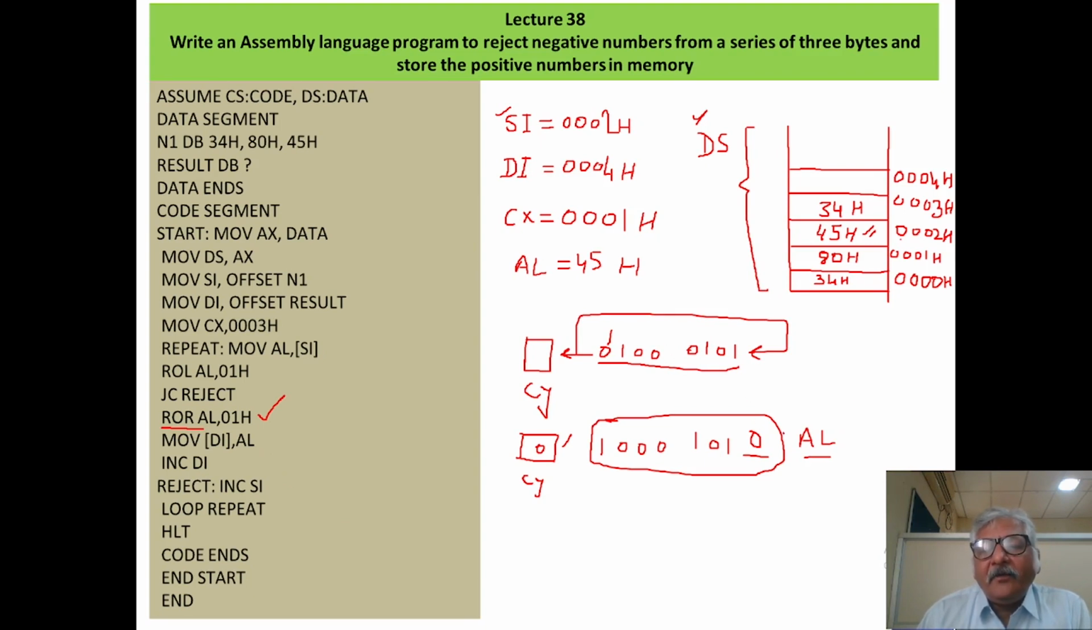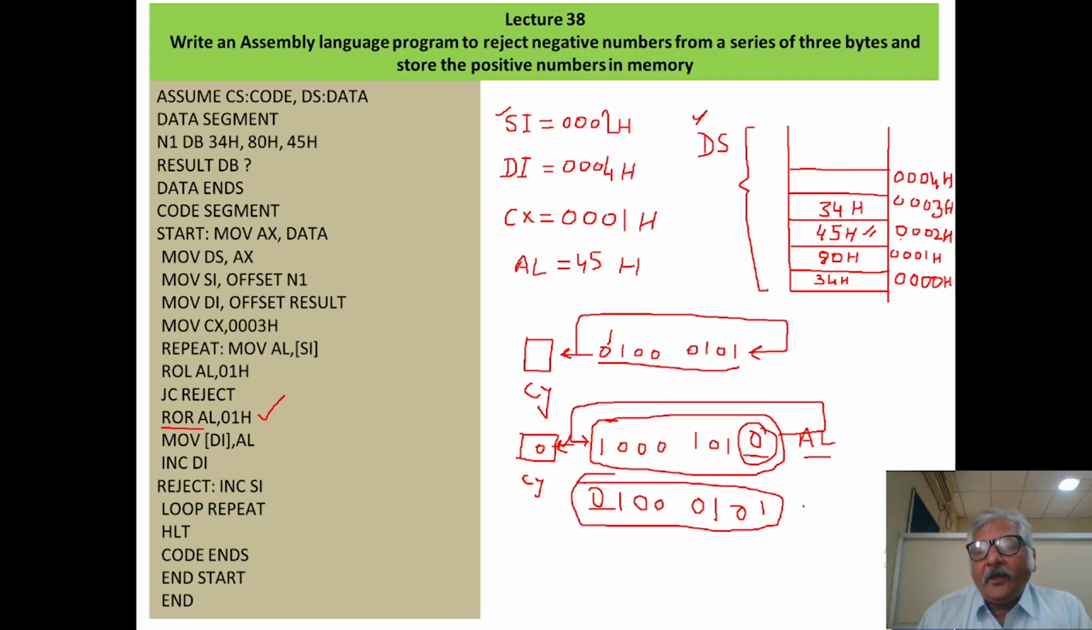So again in AL, this is ROR. With the ROR, again the numbers are shifted to the right side, like 1, 0, 1, 0, 0, 0, 1, and this is the vacant position. In the vacant position this 0 will come. So this will be the value of AL after the ROR instruction. This is 4 and this is 5. This is our original number.